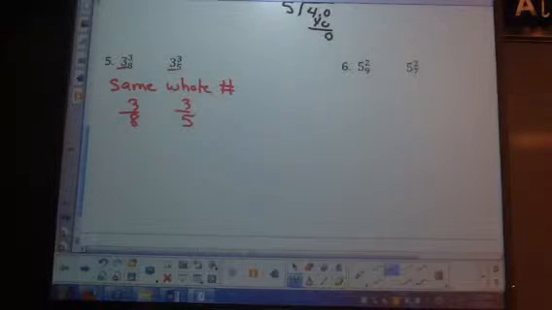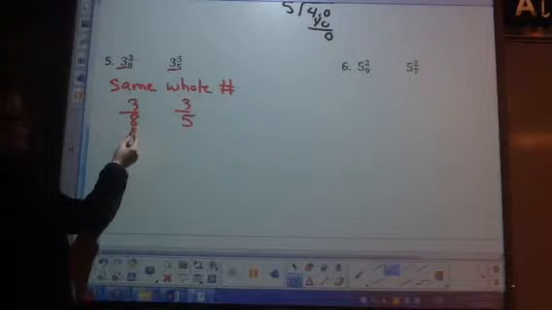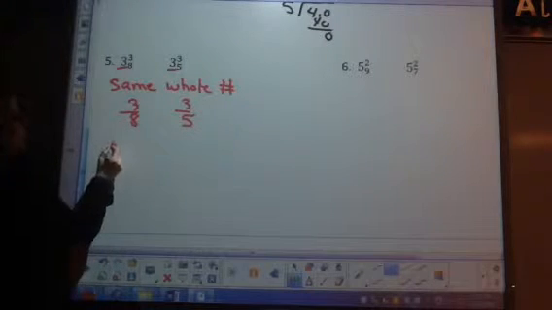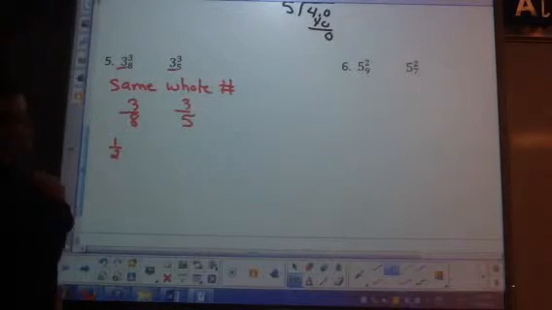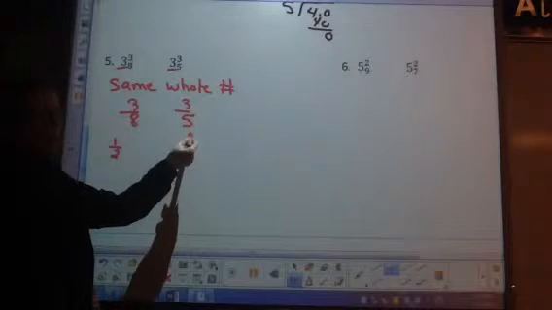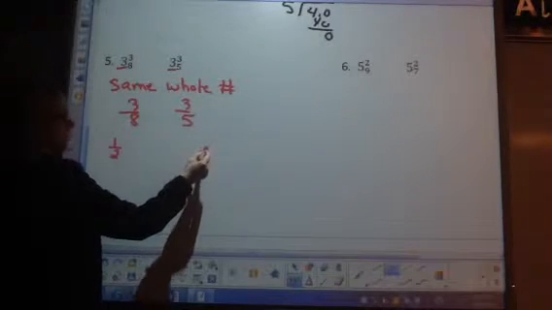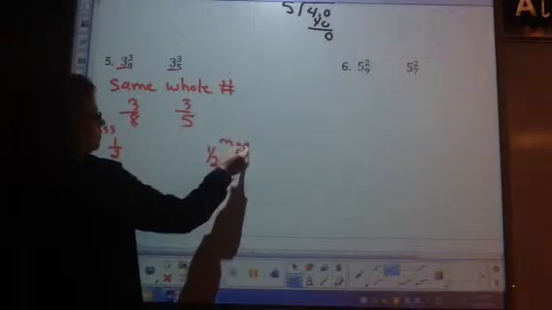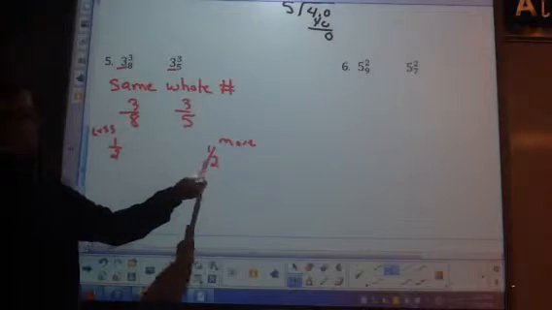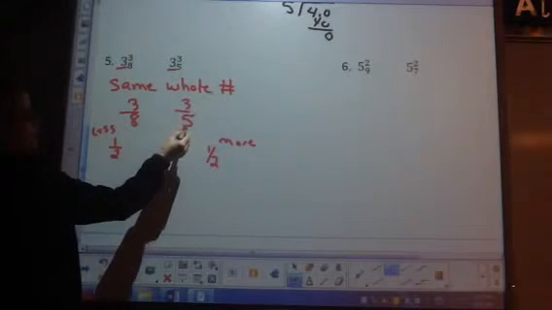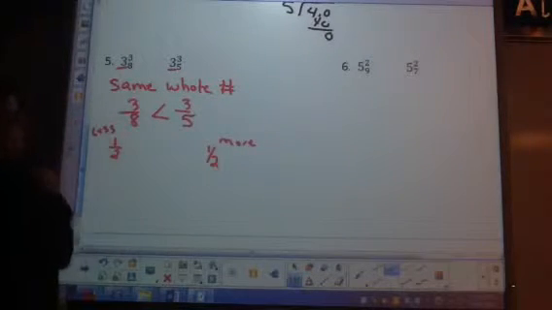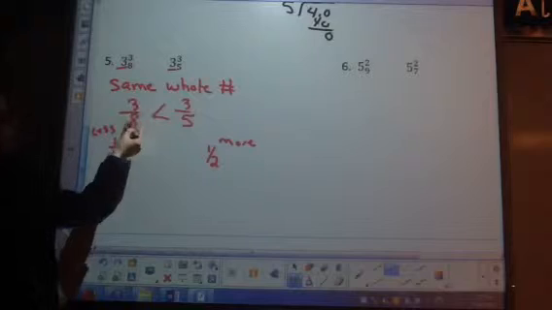You can choose any method you want. I like to use benchmarks because I can see that this is less than a half. Half would be 4, so this is a little bit less than a half. Here, half of 5 is 2.5, so this would be a little bit more. So this is less than a half, and this one is more. So if this one's more than a half, I know that the 3/5 is greater, or the 3/8 is less.